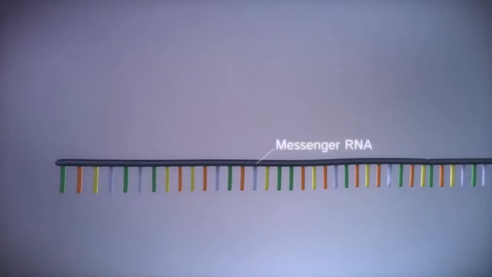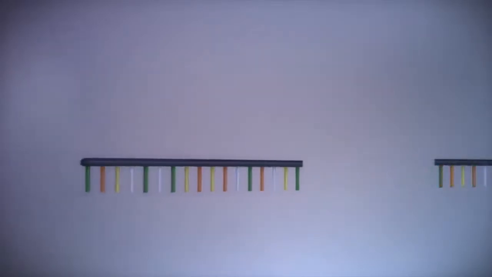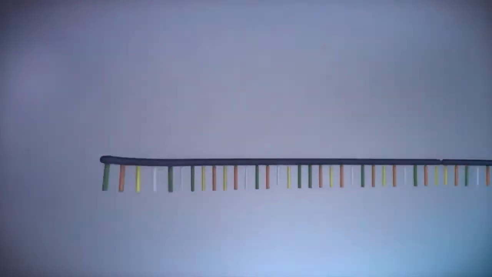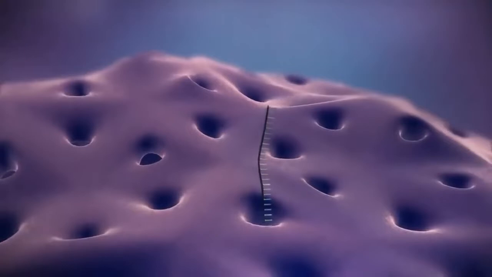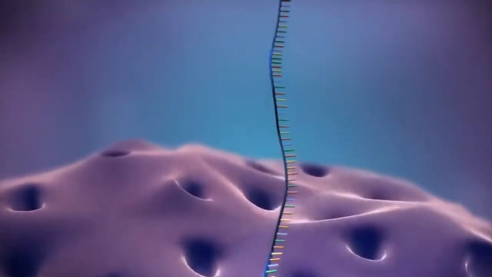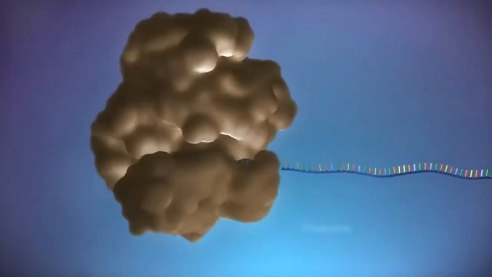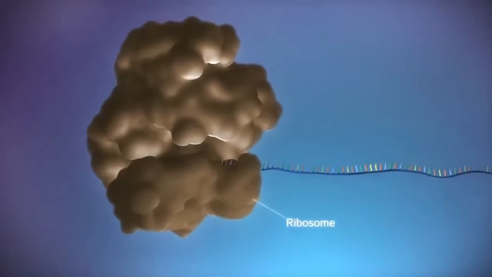Before the messenger RNA can be used as a template for the production of proteins, it needs to be processed. This involves removing and adding sections of RNA. The messenger RNA then moves out of the nucleus into the cytoplasm. Protein factories in the cytoplasm, called ribosomes, bind to the messenger RNA.